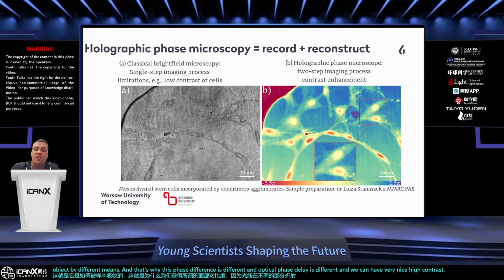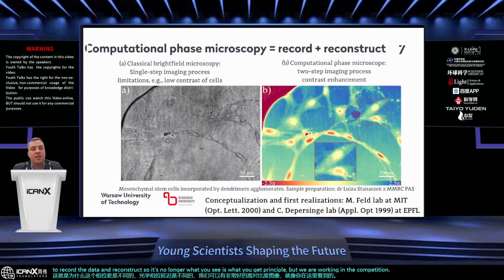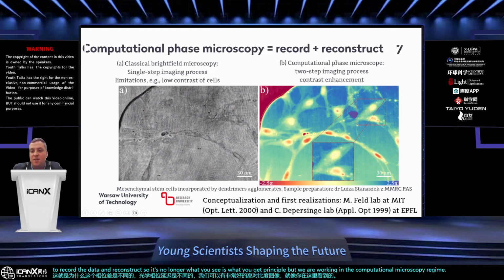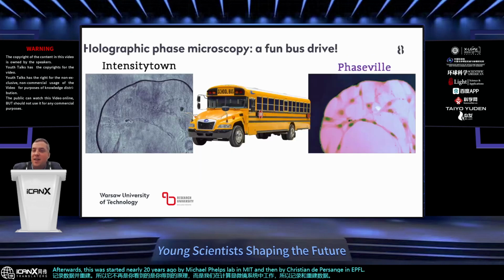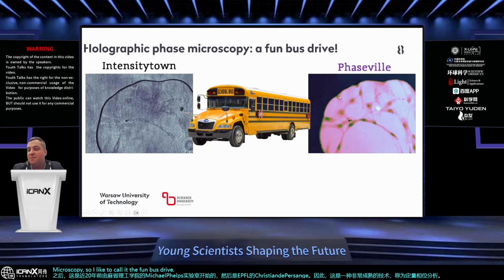So we need to record the data and reconstruct. So it's no longer the what-you-see-is-what-you-get principle, but we are working in the computational microscopy regime. So record and reconstruct data afterwards. This was started nearly 20 years ago by Michael Feld's lab at MIT, and then by Christian Depeursinge at EPFL. So it's already a well-established technique called quantitative phase microscopy. I like to call it a fun bus drive. So we start from intensity town and we finish in phase land.